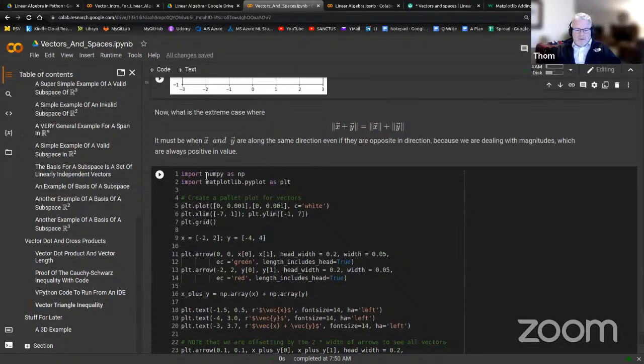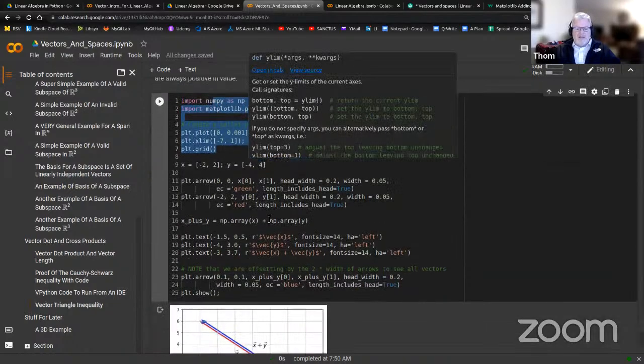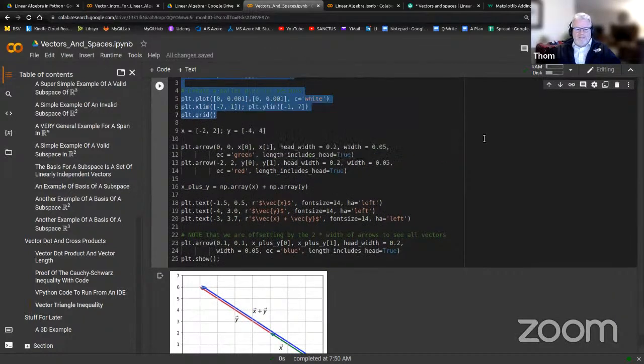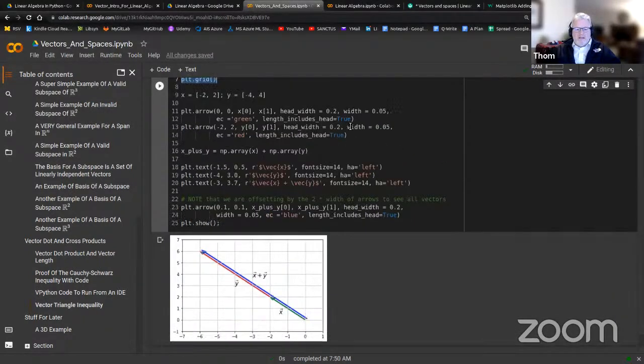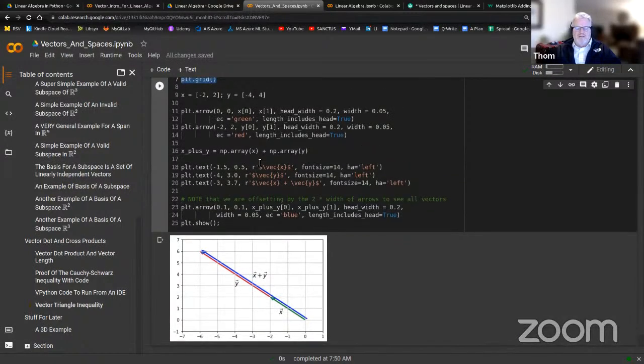Well, again, we know about all of this stuff. So we'll zoom down to here and look at that. So what have I done? I have made these two along the same path. So here's x and here's y. And I just put them end to end. Now I did a little trick here, which is just a visual convenience.